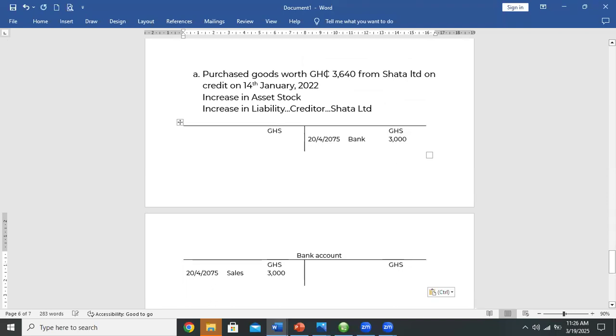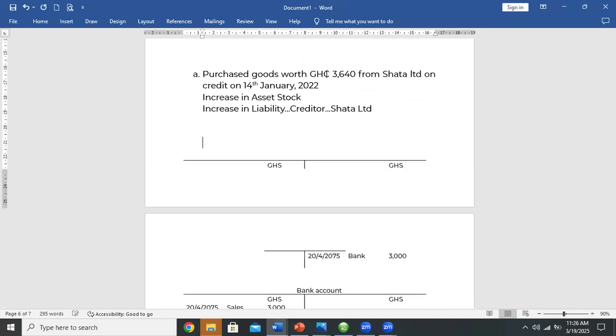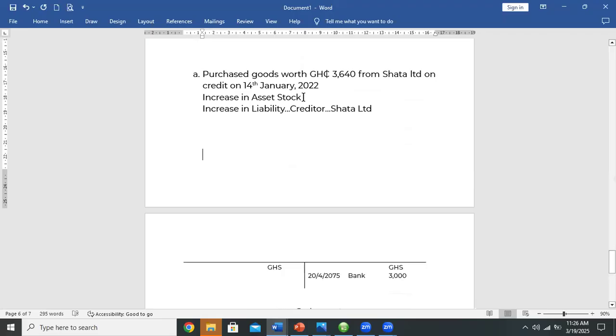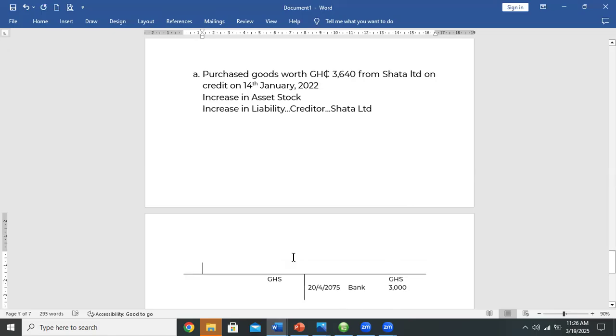For the sake of those who are not here, I'm saying that after knowing your increase, you check the accounts that you are supposed to open. If you check the first one, it was an increase in asset stock. You can't open a stock account. So check, what did you do? You purchased stock, so you open the purchases account. Okay. So the account you are going to open is purchases. Or you can write purchases like this, or you can add the word account.